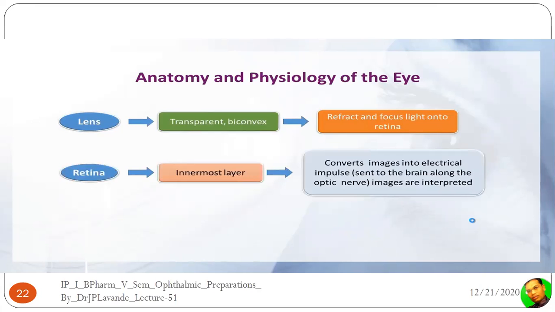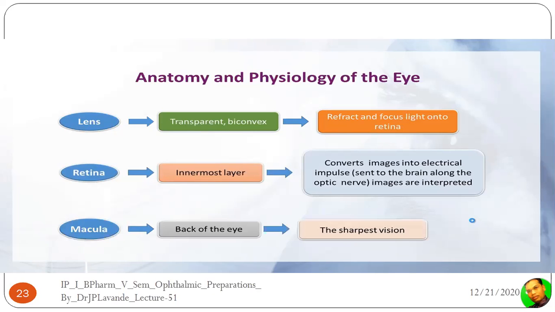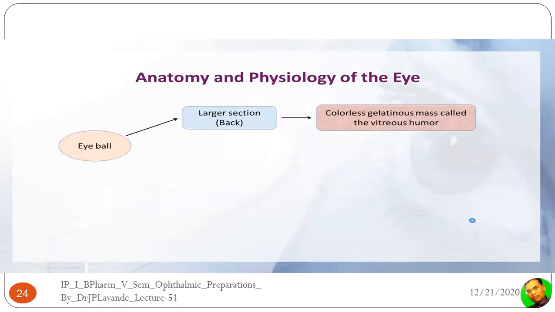Then there is the retina, the innermost layer, which converts the images into electrical impulses. These electrical impulses are sent to the brain along the optic nerve so that the image can be interpreted by the brain. Then there is the macula, the dark spot you see at the back of the eye, which is responsible for the sharpest vision.